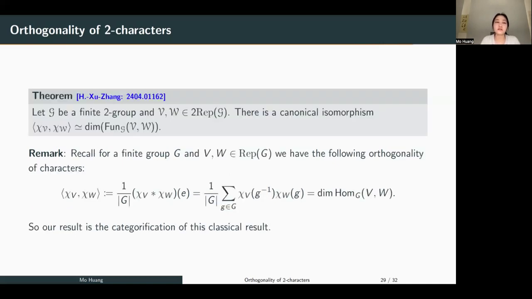Here comes the theorem of orthogonality of two characters. Let G be a finite 2-group and V, W be 2-representations. There is a canonical isomorphism from the inner product to the dimension of this functor category. And recall that for a finite group G and V, W in Rep G, we have the following orthogonality of characters. So our result is a categorification of this classical result.